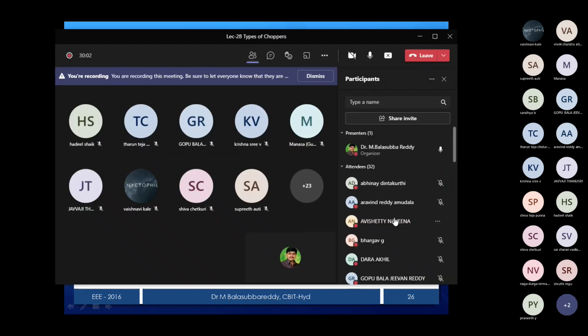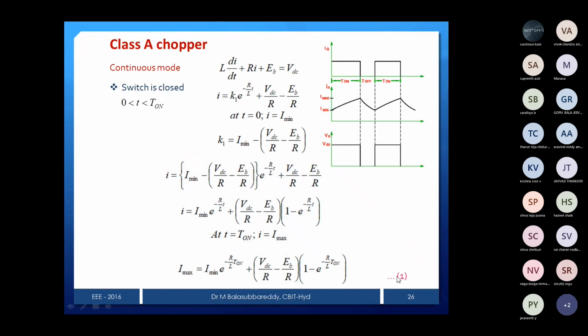In equation 1, I max is equal to I minimum into something. This is one equation. For the second, consider another interval. What is the next interval? The first interval I took was 0 to T on. Then the next is T on to T, because this instant is capital T. Finally, this duration is T on plus T off, that is capital T.